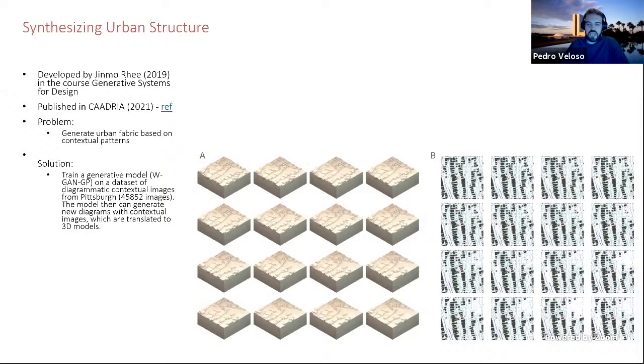We used those diagrams, as you can see here on the right, this is more or less how these diagrams look. We used them to learn how to generate urban fabric based on the characteristics of Pittsburgh. We used a model called WGAN, and we passed more than 40,000 images of those diagrams. The WGAN model learned how to generate new diagrams similar to the ones in the data set. And then that diagram is translated to 3D.